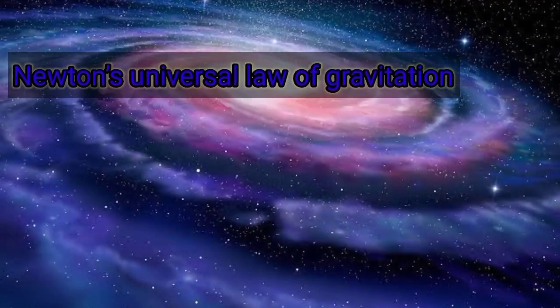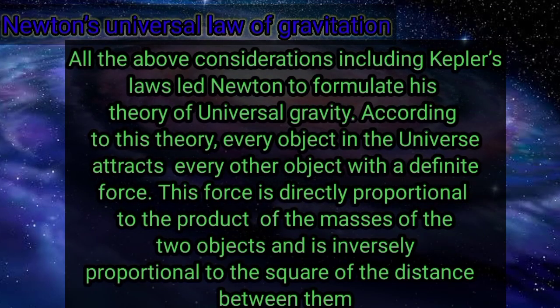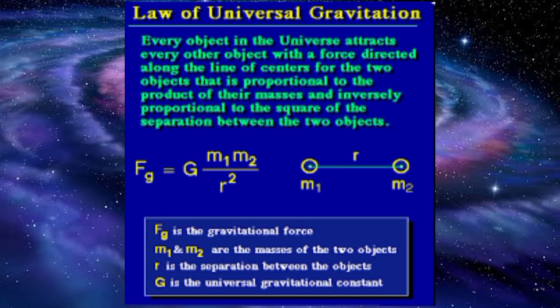Newton's universal law of gravitation. All the above considerations, including Kepler's laws, led Newton to formulate his theory of universal gravity. According to this theory, every object in the universe attracts every other object with a definite force. This force is directly proportional to the product of the masses of the two objects and is inversely proportional to the square of the distance between them. The figure shows two objects with masses m1 and m2 kept at a distance d from each other.